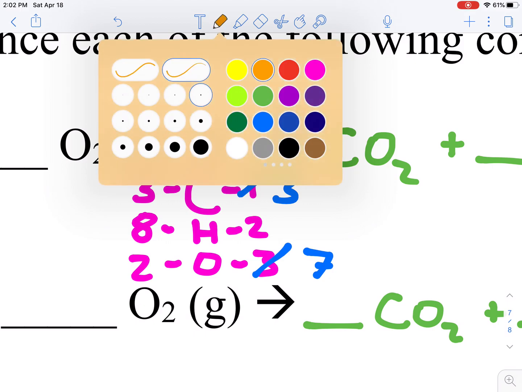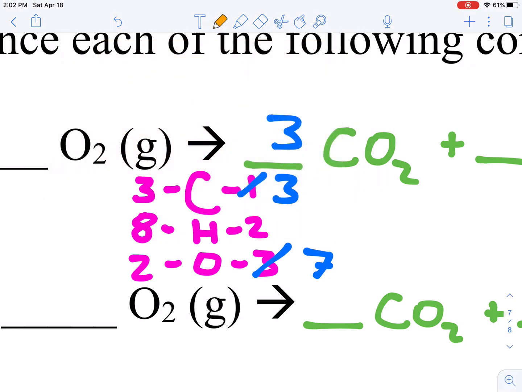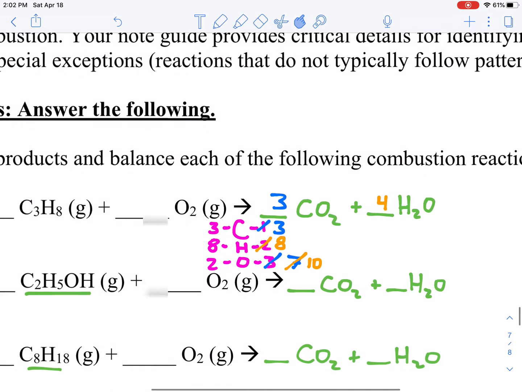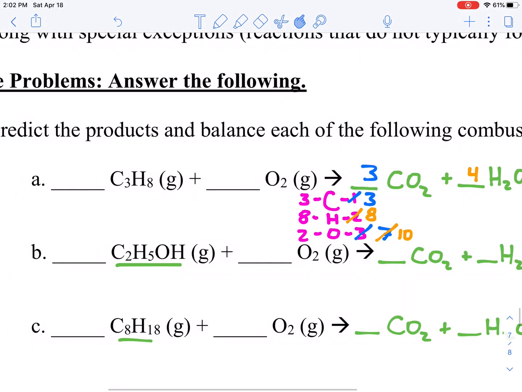In terms of hydrogen, I have 8 hydrogens on the left. In order to get 8 on the right, I need to put a 4 here. So that does indeed give me my 8 hydrogens on the right, but it also changes oxygen. I have 3 times 2 is 6, plus 4 times 1 is 4. 6 plus 4 is 10 oxygens on the right. And now we reap the rewards of having saved oxygen for last, because if I have 10 on the right, I can simply put a 5 right here, and I will have 10 on the left, and everything is good.